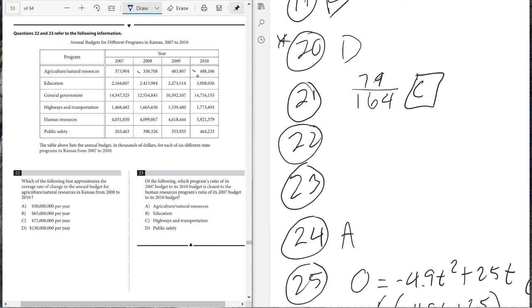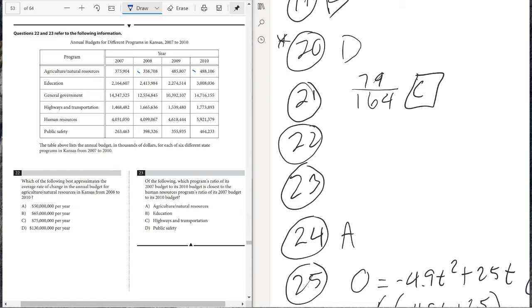Okay, so from 8 to 10 agricultural resources, and we want the average rate of change. It says per year, and this is annual budget in thousands of dollars. Wow, so those are already in thousands of dollars. So I would just need to add 3 zeros to whatever I get. All right. Well, it would just be rise over run. So that's a difference of 2 years. So I would just take my answer and then divide it by 2. So 488106 minus 358708. I get that and I divide it by 2. And I get 64699. And then I would add 3 more zeros to that.